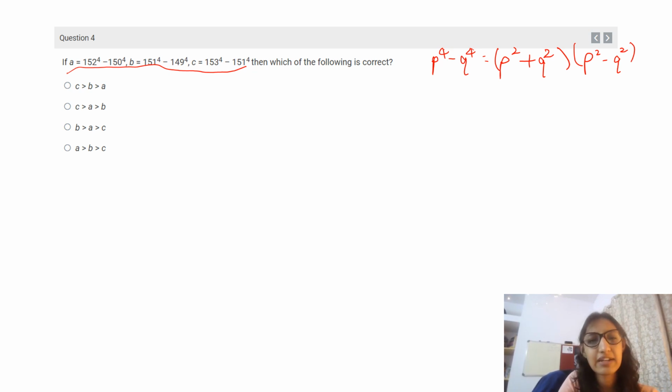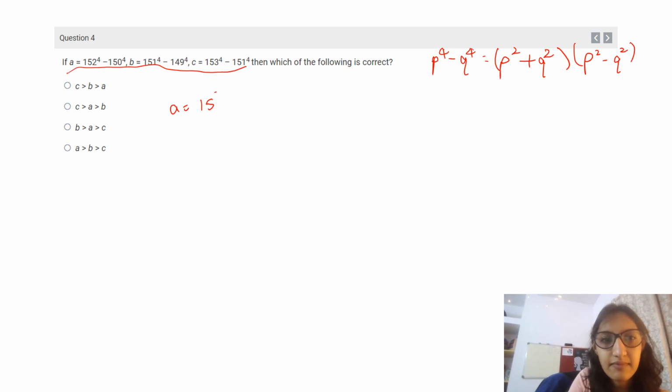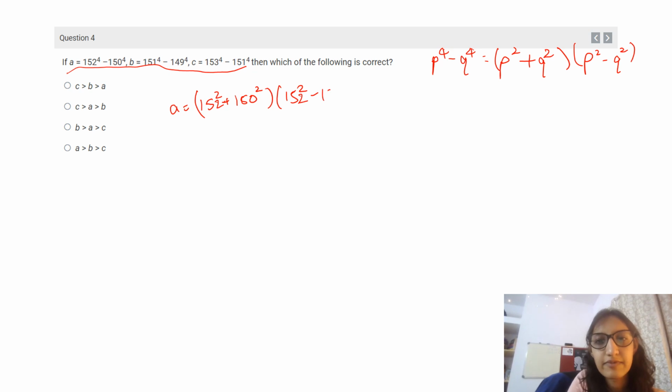And I think if you are at 95 or 97 percentile level and you still don't do this question, that's fine. But if you are targeting 99 or 99% plus, then you should definitely do this question. So I'll show you how we can simplify. 150 square into 152 square minus 150 square. So just simplify this again.